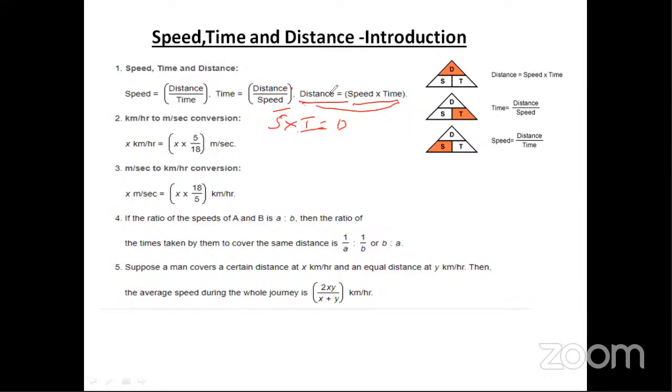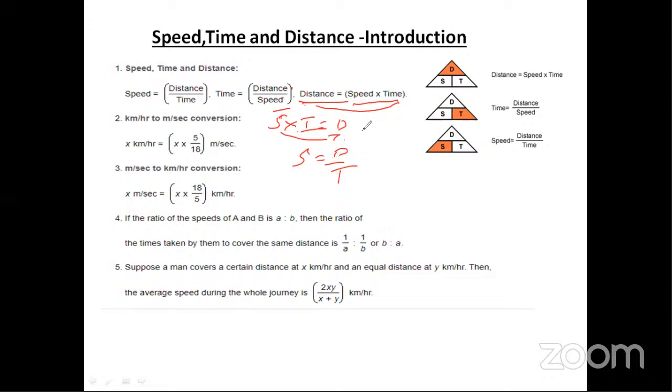So the basic concept we should know is speed into time is equal to distance. We can use them interchangeably. That is, if we need time, we can make it distance divided by speed. Or if we need speed, we can make it distance divided by time. So we can change these things according to our need and use them.